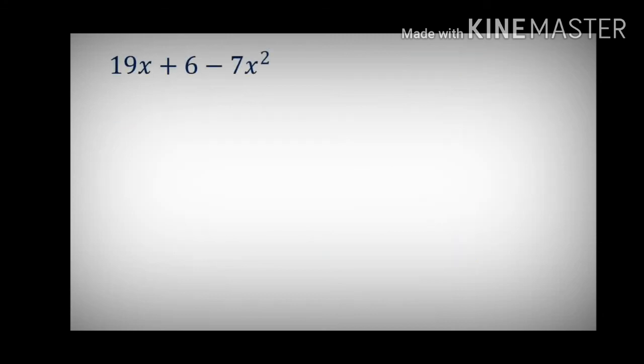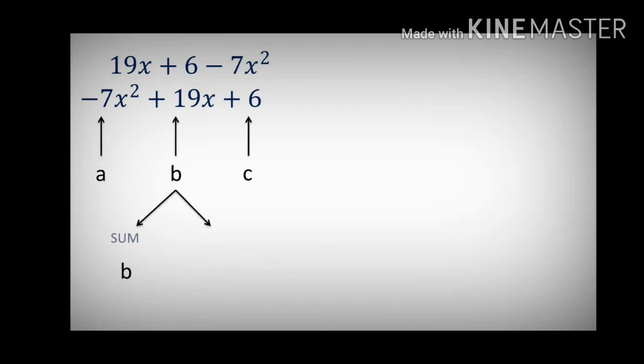Now let us consider one more polynomial, that is 19x plus 6 minus 7x squared. It can be written in the form of ax squared plus bx plus c. Remember that. So it can be rearranged as minus 7x squared plus 19x plus 6. So we can see here we have got the a, b, c, and b has to be split into a sum and a product. The sum should be 19 and the product should be minus 42.